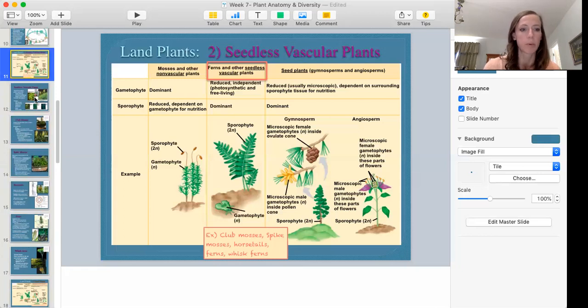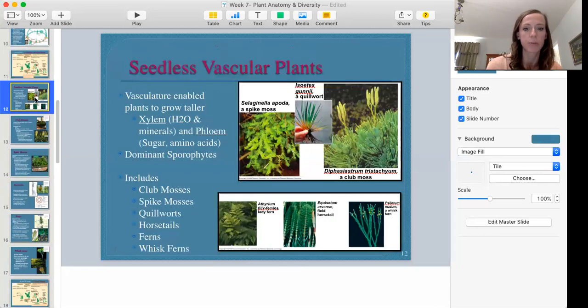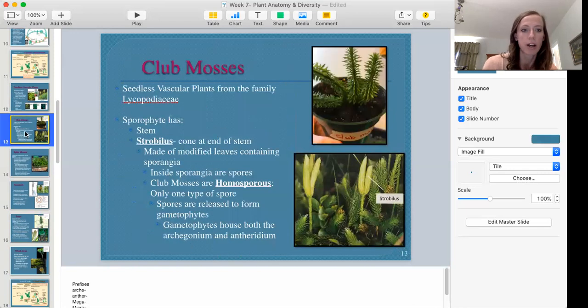Quillworts is another example, but we don't usually look at those in lab. So we'll just look at the 5 that we often see in lab: club mosses, spike mosses, horsetails, ferns, and whisk ferns. And as I had mentioned, the vasculature is enabling the plants to grow a lot bigger than our mosses and our liverworts. Xylem is the specialized tissue for water transportation, and phloem is the specialized tissue for sugar transportation. Okay, here are some pictures of each, but we're going to work through each of those.